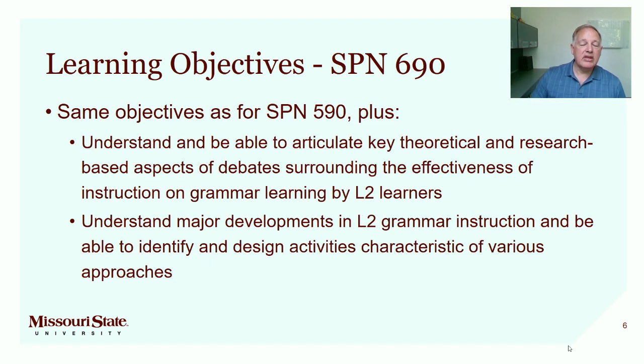Now, in addition to all those objectives, the graduate students in Spanish 690 have these two extra learning objectives, right? So they will understand and be able to articulate key theoretical and research-based aspects of the debates surrounding the effectiveness of instruction on grammar learning by L2 learners, and they're also going to understand major developments in L2 grammar instruction and be able to identify and design activities characteristic of various approaches.